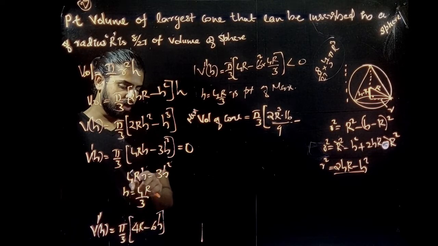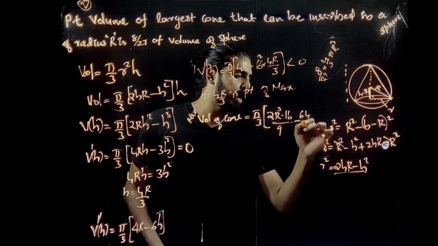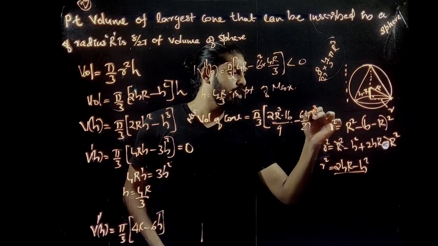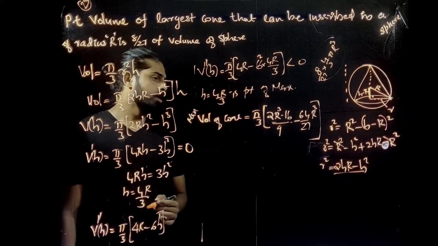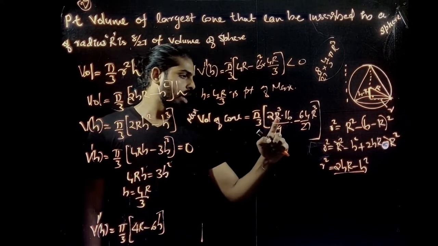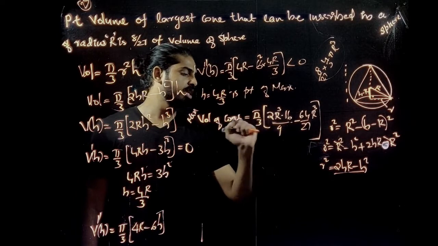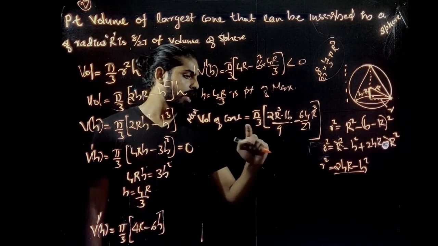Cube of this means 64 by 27 r cube. So 64 by 27 r cube. Okay, so this is the volume of the maximum cone. Now we can simplify this. Since r cube is common, we can take 2 into 16, 32. 32 is also common since 64 is 32 into 2. And 9 is also common.